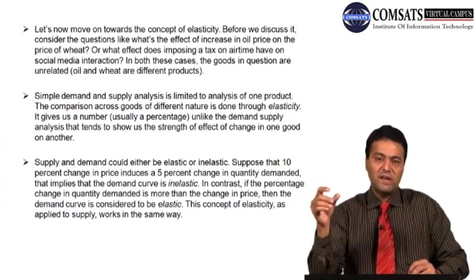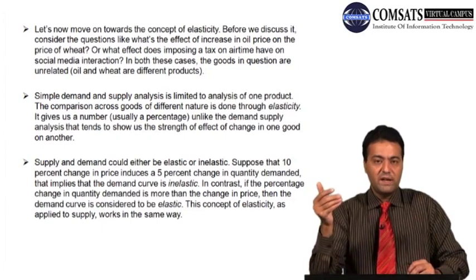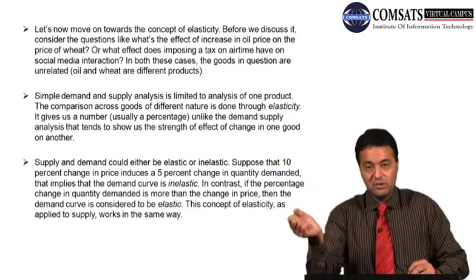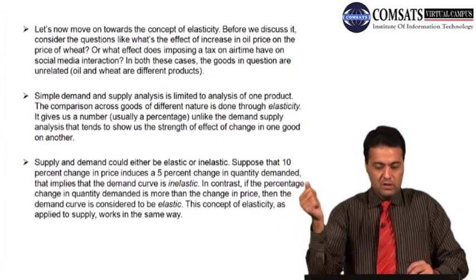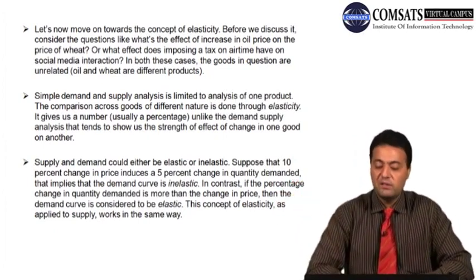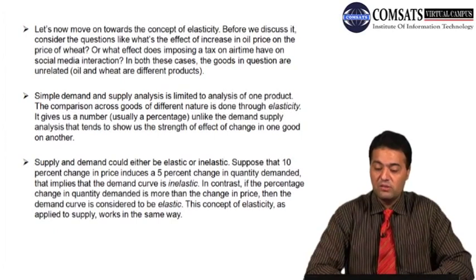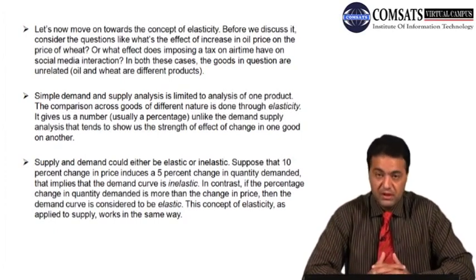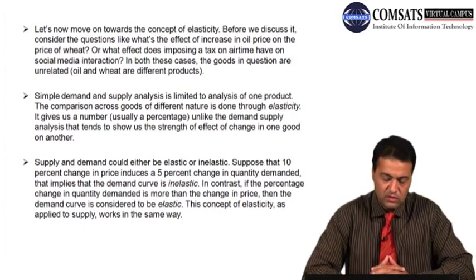सो कहने का मकसद यह है कि ये सिर्फ एक हाइपोथेटिकल नहीं है कि कोई नंबर इस तरह हम निकालेंगे. लोग इस तरह की कैलकुलेशंस करते हैं, they come up with this kind of calculations. Now simple demand and supply analysis is limited to analysis of one product. The comparison across goods of different nature is done through elasticity. We have gone through this. It gives us a number, usually a percentage. It is a percentage. Unlike the demand and supply analysis that tends to show us the strength of effect of change in one good on another.